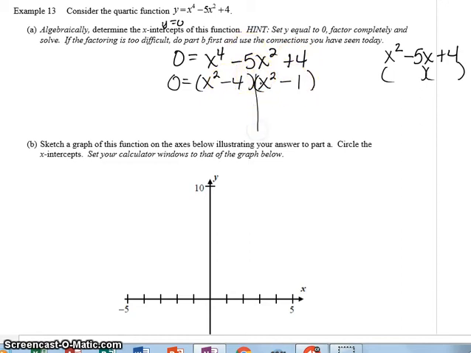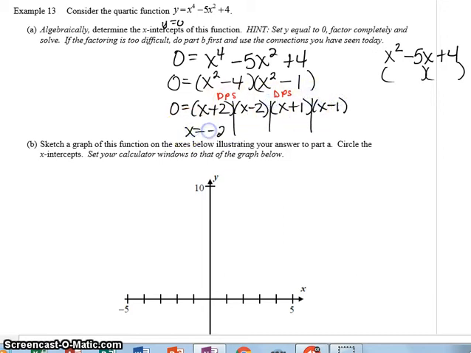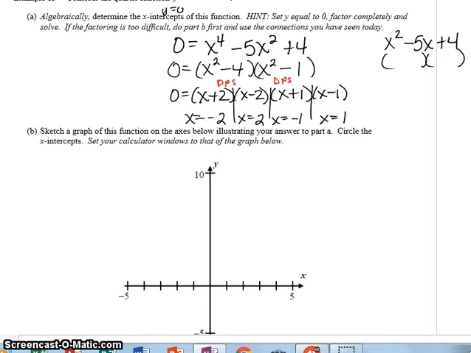Now hopefully you notice that there can be a DPS done. So this is a difference of perfect squares on both of these. So you do have to take that one step further. This becomes x plus 2 times x minus 2. And then this one becomes x plus 1 and x minus 1. So we have lots of zeros here. It could be negative 2, it could be positive 2, it could be negative 1, it could be positive 1. Okay, now it says graph those.